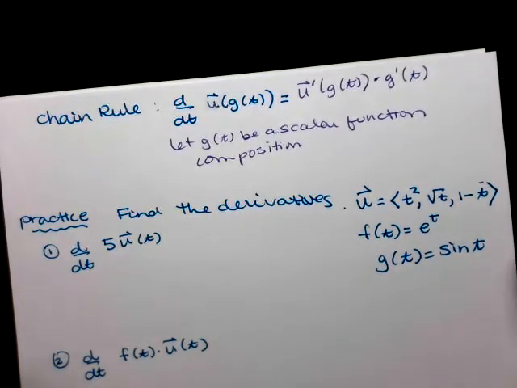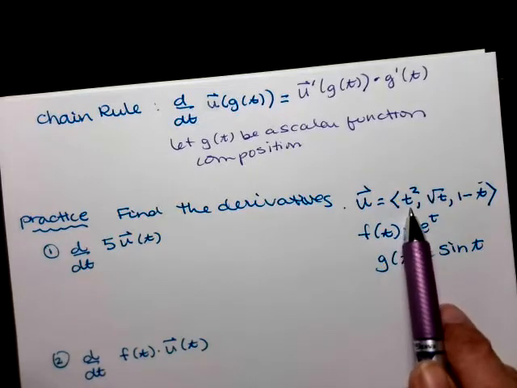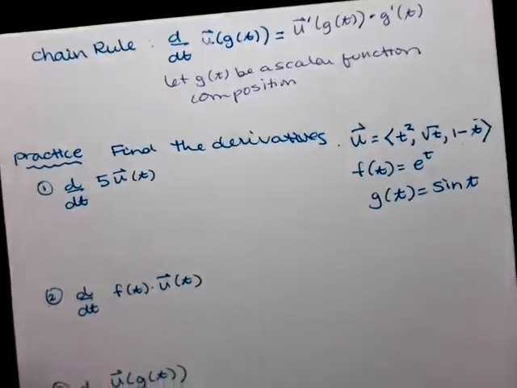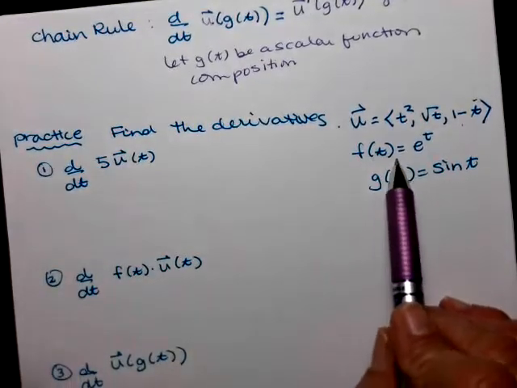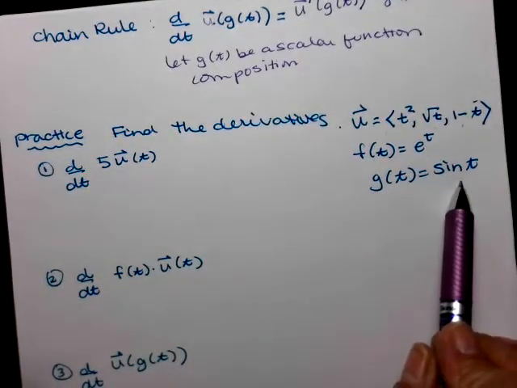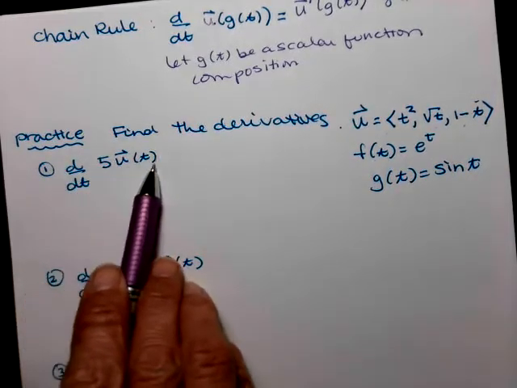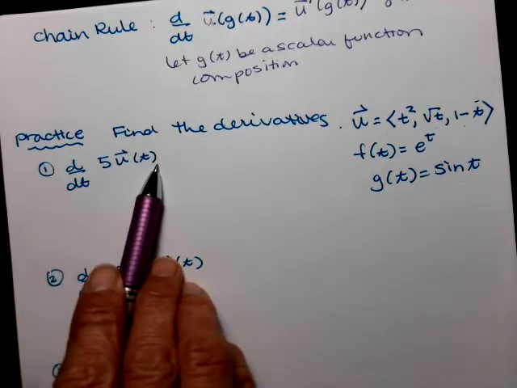Okay. So I have a u vector, t squared, comma, square root t, comma, 1 minus t. I have my f of t is e to the t, and my g of t is sine t. Okay, so what's the derivative of 5 times u of t?